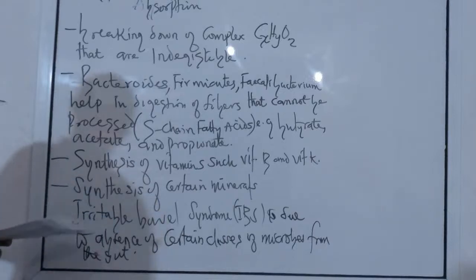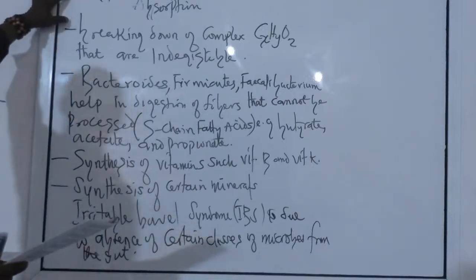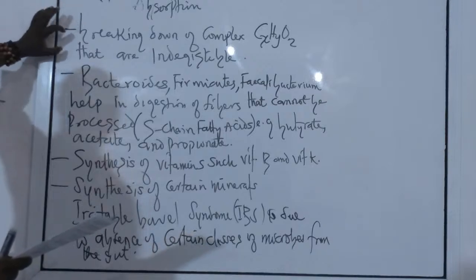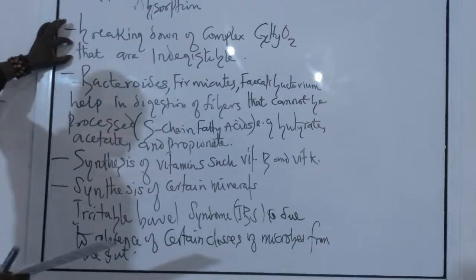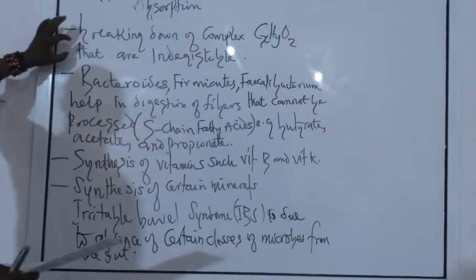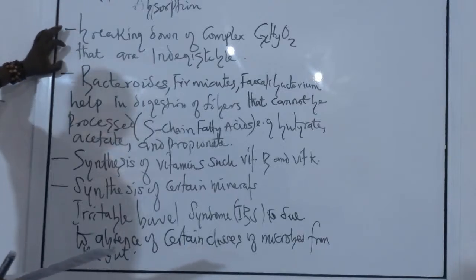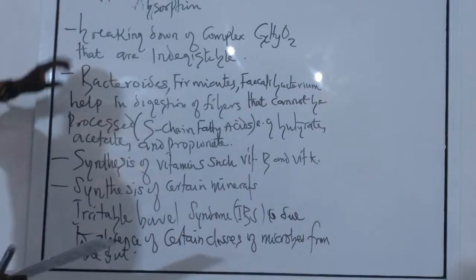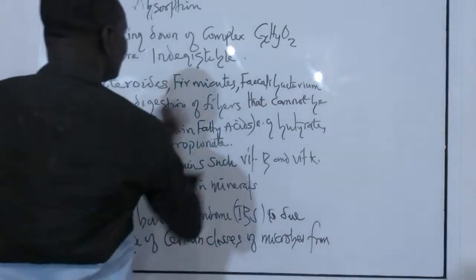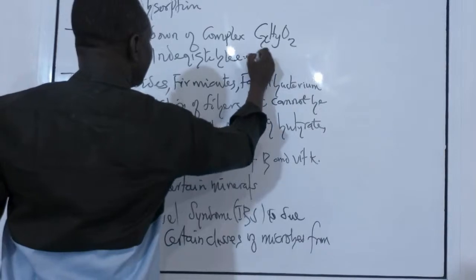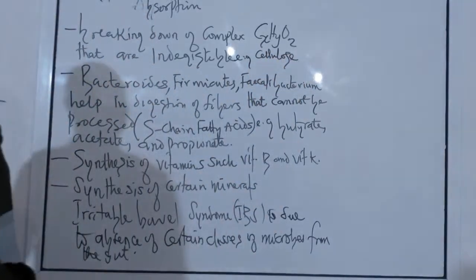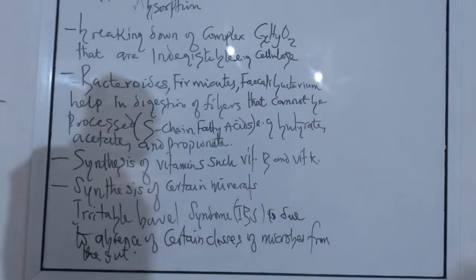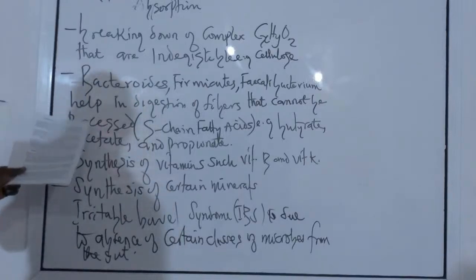So their roles in digestion and nutrients. The first one is that they help to break down complex carbohydrates. I've given you an example of complex carbohydrates which are indigestible, and that is cellulose. So they help in breaking down cellulose to simpler carbohydrates that can easily be digested.